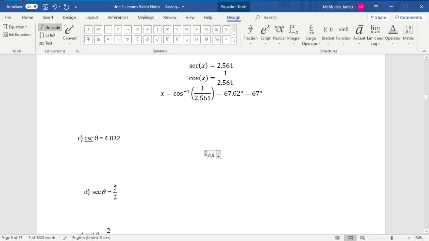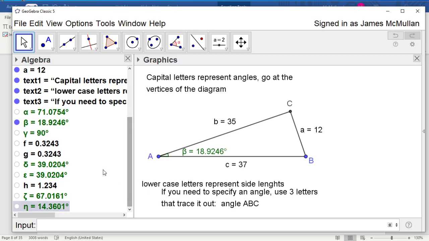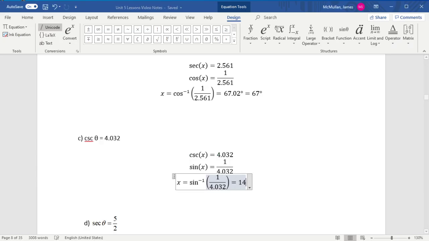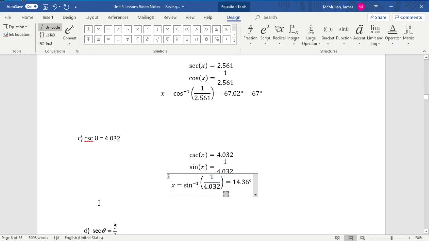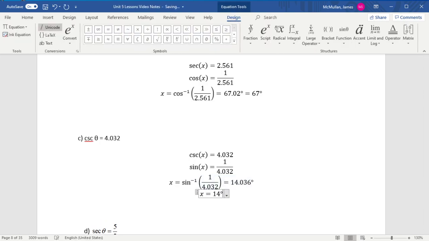So here, cosecant x is equal to 4.032. Therefore, right, sine x is equal to 1 over 4.032. And therefore, x is equal to inverse sine of 1 over 4.032. We're just going to go back here. We go inverse sine, 1 over 4.032. I get the number 14.36 degrees. Okay? And therefore, rounded to the nearest degree, x equals 14 degrees.